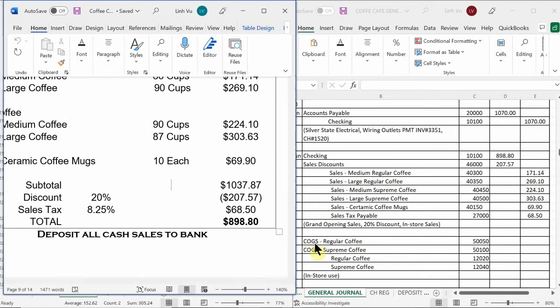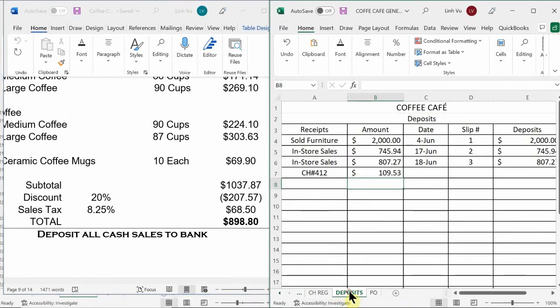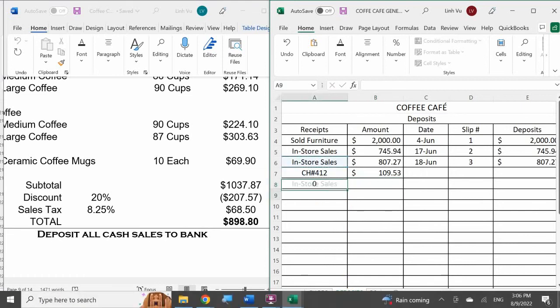Oh, we need to update the deposit slip. Yep, we need to go deposit the money into the bank. So in this case, from our in-store sales, how much money did we collect? 898.80. Good. So today is the 19th. How much money are you going to be depositing in grand total, including the check that you received earlier today? $1,008.33.